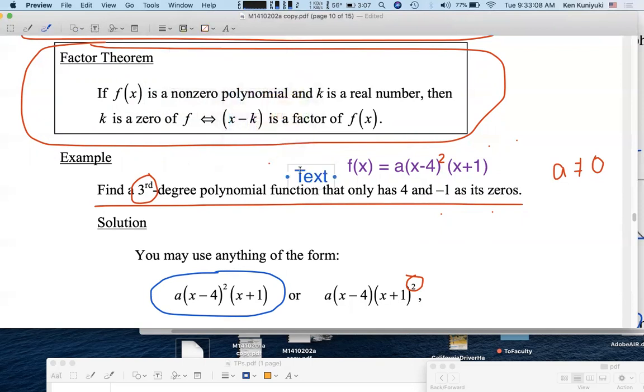All right, well, you could say we have 3 real zeros for this third degree polynomial. Their names are 4, 4 again, and negative 1. I'm listing 4 twice because the exponent here is 2. And 2 here is called the multiplicity of 4 as a 0.